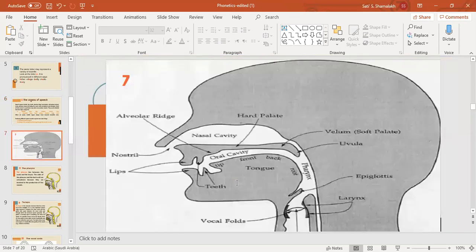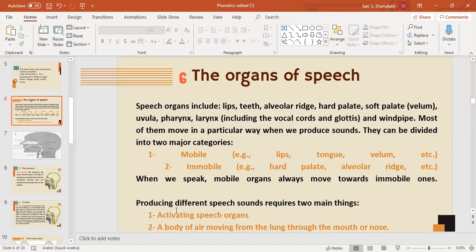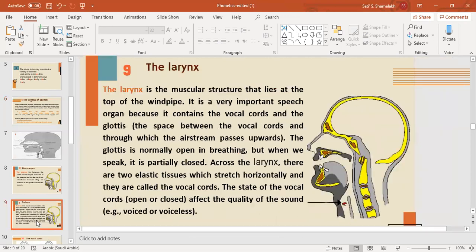Okay. Producing different speech sounds requires two main things. Activating the speech organs, you have to use your speech organs to produce sounds. And a body of air moving from the lungs through the mouth or the nose. This is, actually, explained. Now, the larynx.